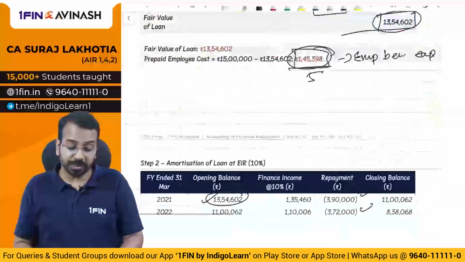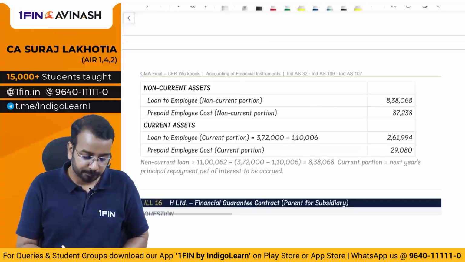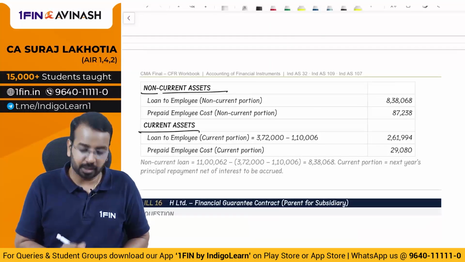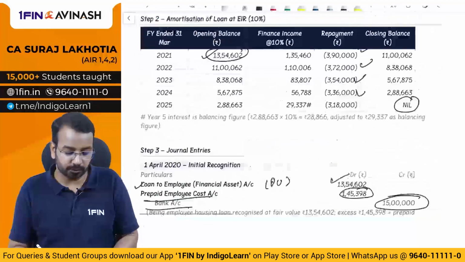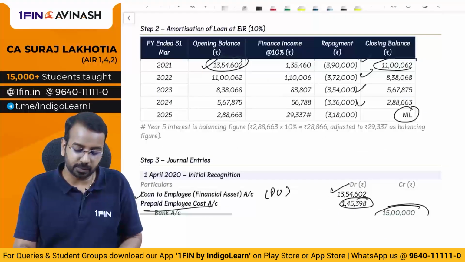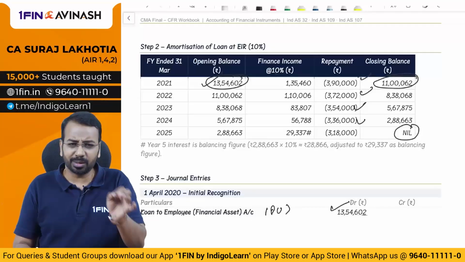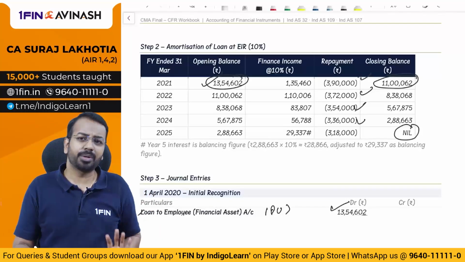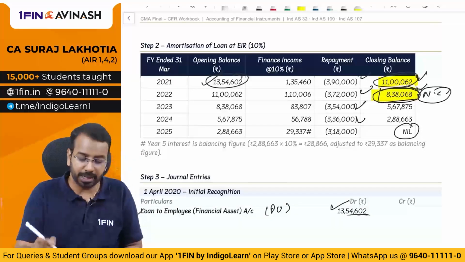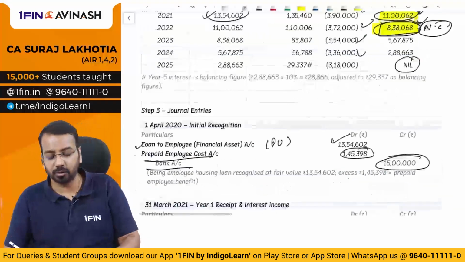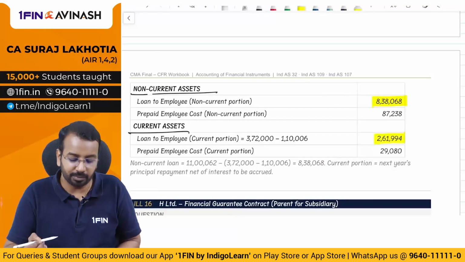Now how do we present that in the balance sheet? In the balance sheet, there will be a non-current and a current portion. So we are doing it at the end of 31st March 21, that is at the end of this period. How much to show as current and how much as non-current? I'll give a very simple trick for you to remember in the examination. Whatever is the closing balance at the end of next year is non-current, the difference between these two is current. So non-current portion is 8,38,000 and current portion is the balancing figure.